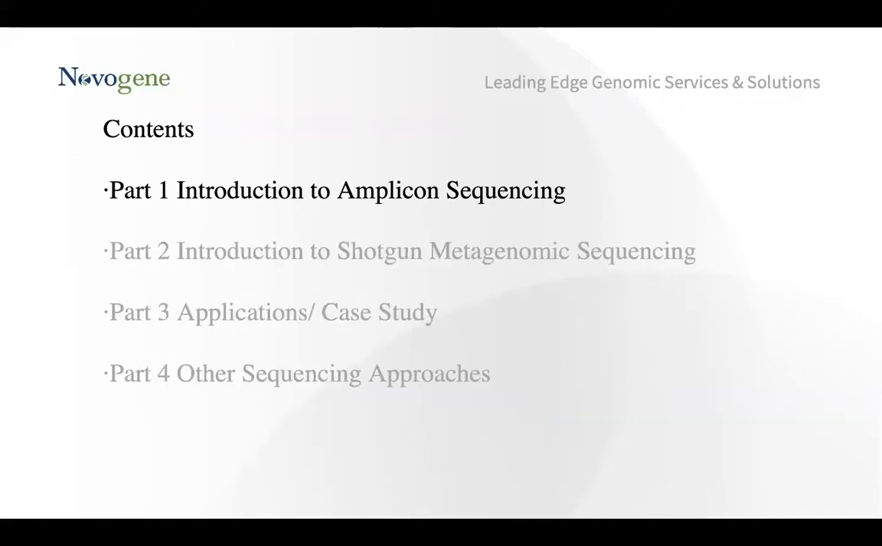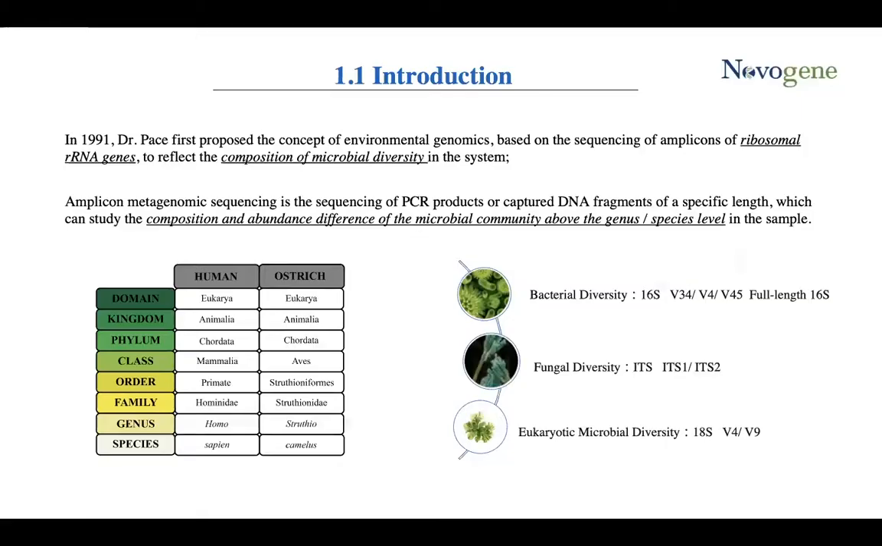Let's move to the first part, the introduction to amplicon metagenomic sequencing. First, let's go back to the last century, 1991, when environmental genomics was first brought to the world by Dr. Pace. It is based on the sequencing of amplicons, or PCR products, of the ribosomal rRNA genes.